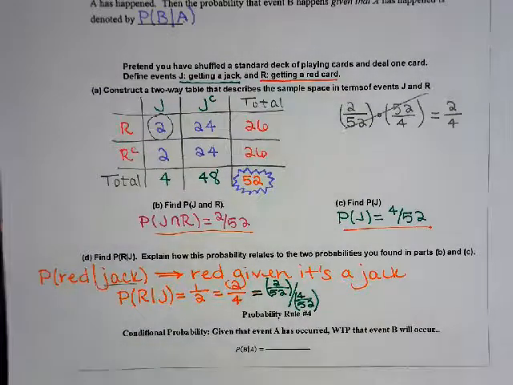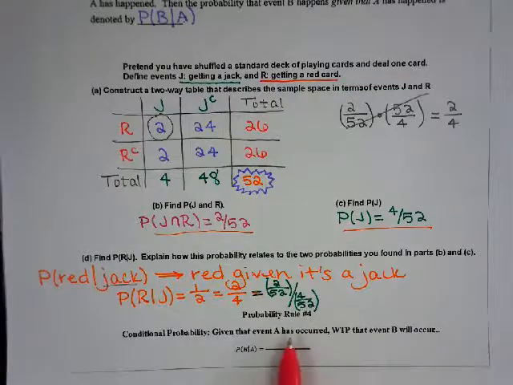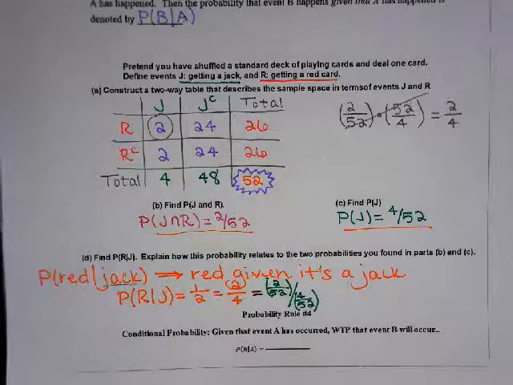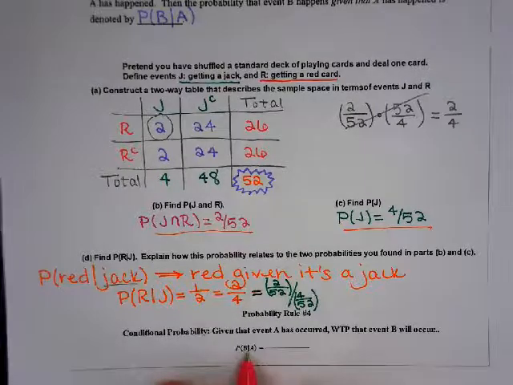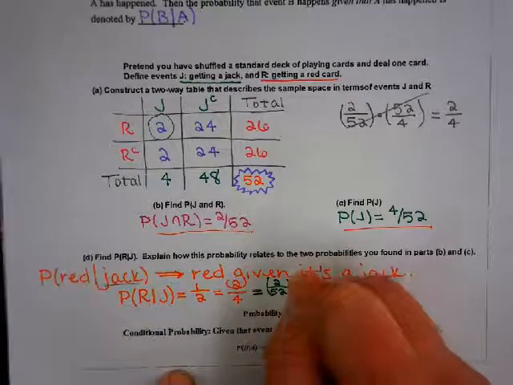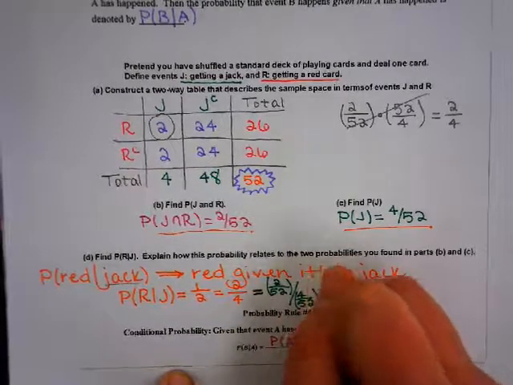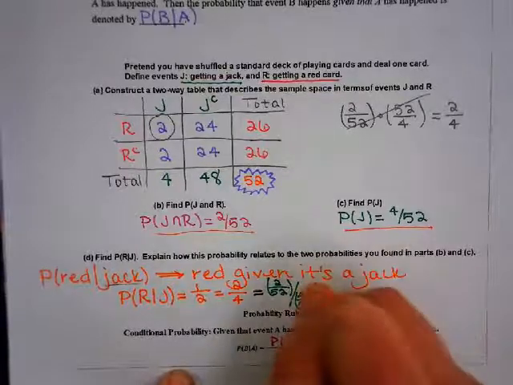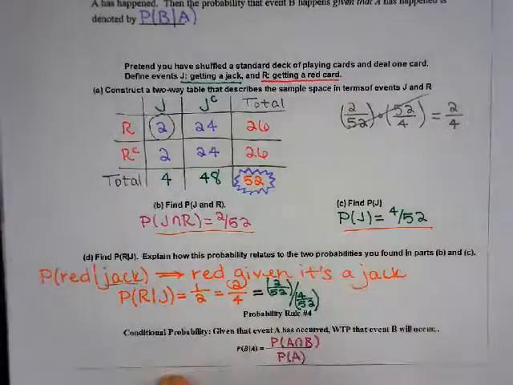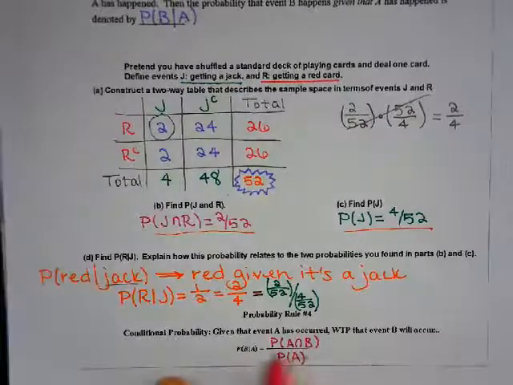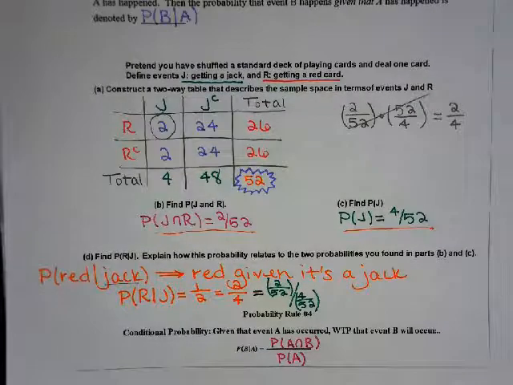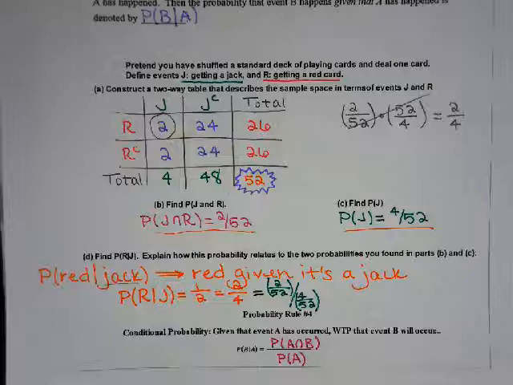And that leads us to the 4th probability rule. Given that event A has occurred, the probability event B will occur: the probability of B given A is the probability of A and B divided by the probability of A. So notice the given is what we're dividing by. So now we're going to use the formula for some examples.